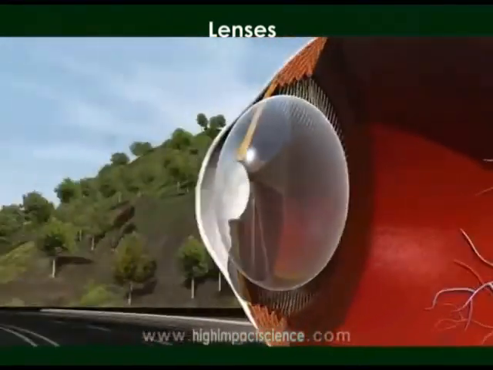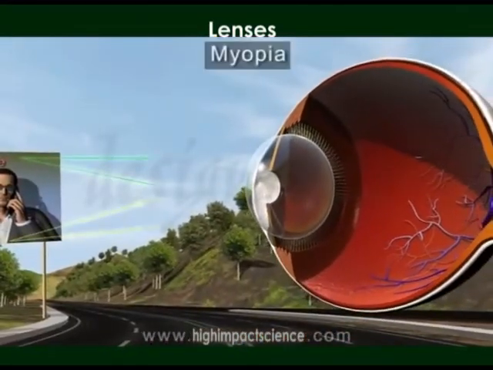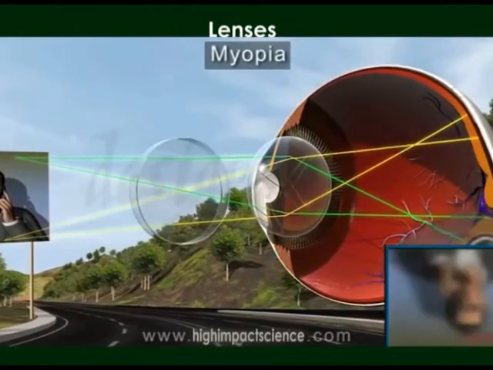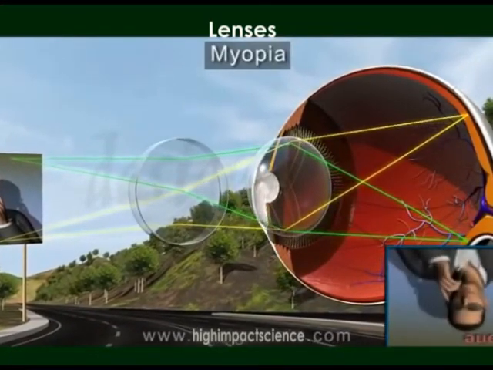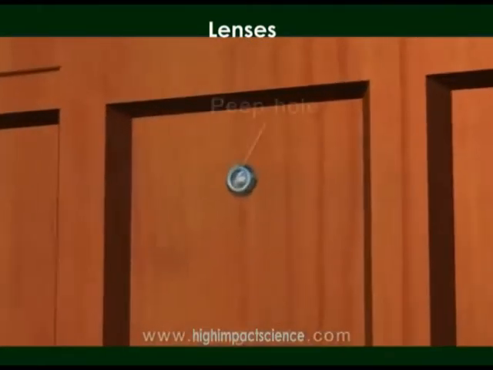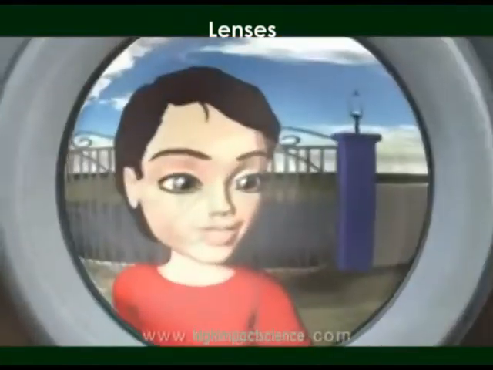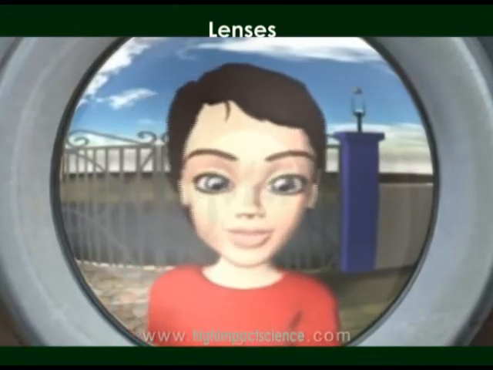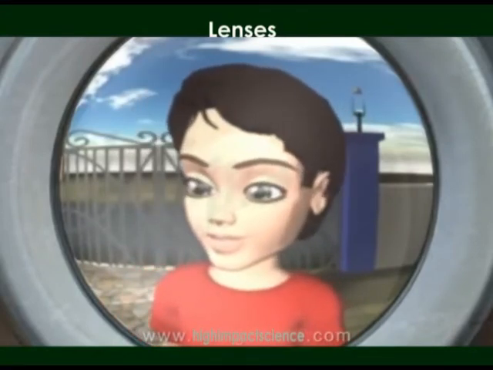A concave lens is used to correct eye defects called myopia. A concave lens is also used in peepholes of doors to get a minimized image of the person on the other side of the door.